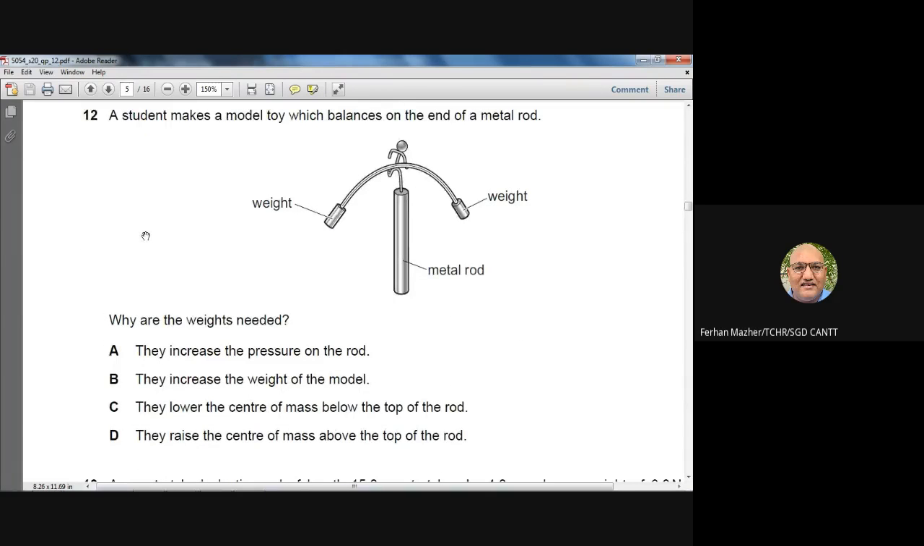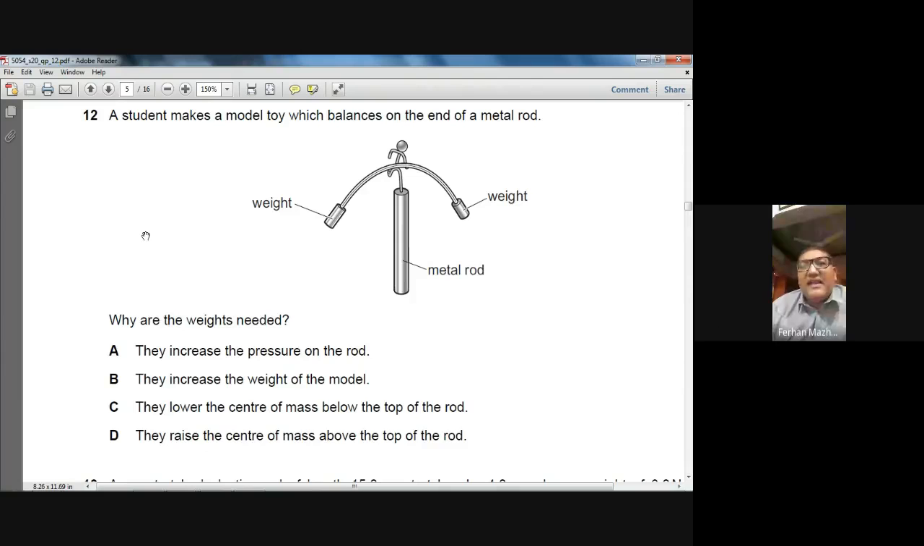A student makes a model toy which balances on the end of a metal rod. Why are the weights needed? They will lower the center of gravity. They will bring the center of gravity under the point of support. So they increase the pressure on the rod? No. They increase the weight of the model? No. They lower the center of mass below the top of the rod.